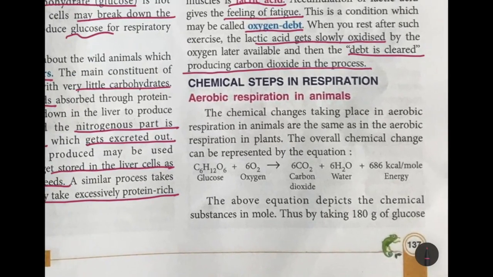Okay, now chemical steps in respiration. Aerobic respiration, the chemical change that takes place in aerobic respiration, that is respiration in the presence of oxygen, is the same as what we studied in plants. So glucose combines with 6 molecules of oxygen to give 6 molecules of carbon dioxide, 6 molecules of water, and 686 kilocalories per mole of energy. That is 38 ATP. Okay, so this is the chemical substance in mole.